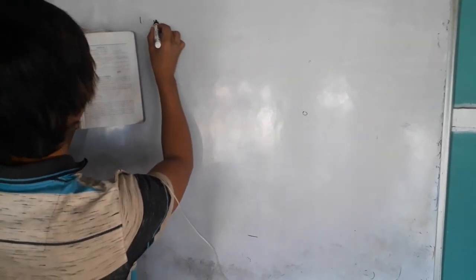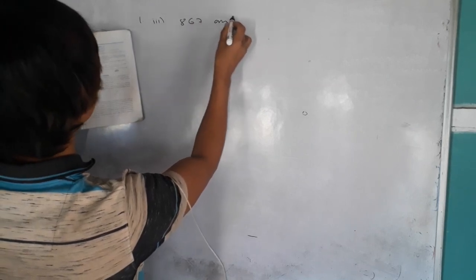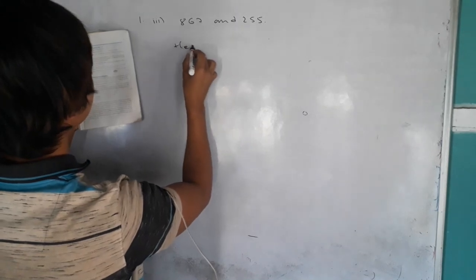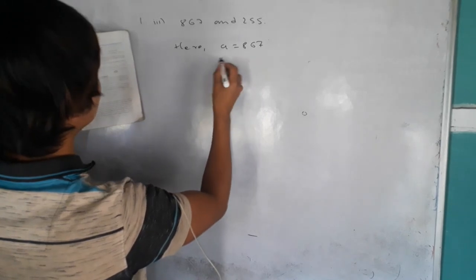So the last question is number 3: 867 and 255. Here A equals 867. Always select the larger number.